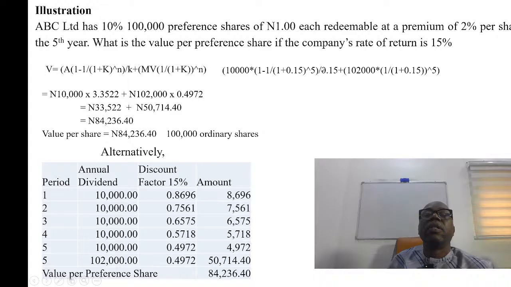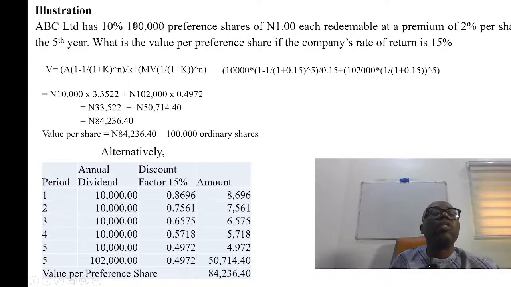So divide it by the rate of return, K. Look at it, divided by K. So that's 15%. The market value, which is, they said that each is redeemable at a premium of ₦2 per share. So it means that for every ₦100 share here, they will add 2%.